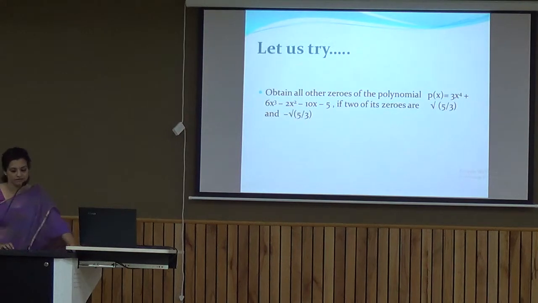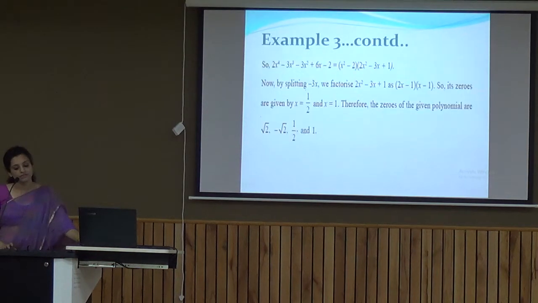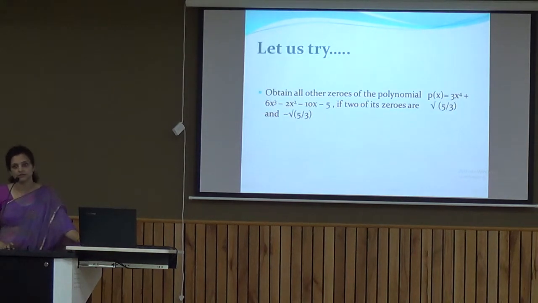Now let us try this. Yes, this is interesting. Obtain all other zeros. See, here they are saying all other zeros of the polynomial, again a biquadratic, if two of its zeros are root 5 by 3 and minus root 5 by 3. See, in the previous question, it was root 2 and minus root 2. Now here you've got a fraction inside the square root. Hardly matters. We know how to solve that, right?